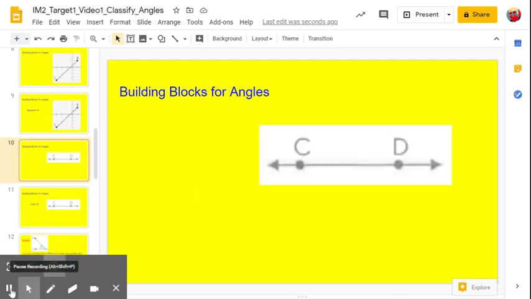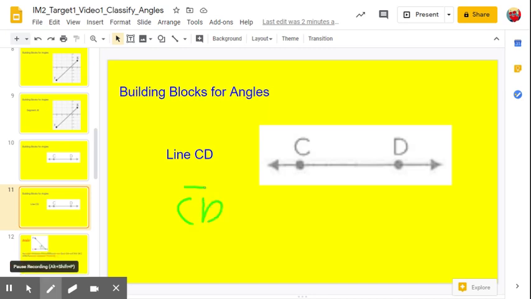What do we call this? All right, this is a line. You see the arrowheads at both ends. It goes on forever. So it's line CD. Notation-wise, it would look like this, with an arrowhead on top of the C and the D.